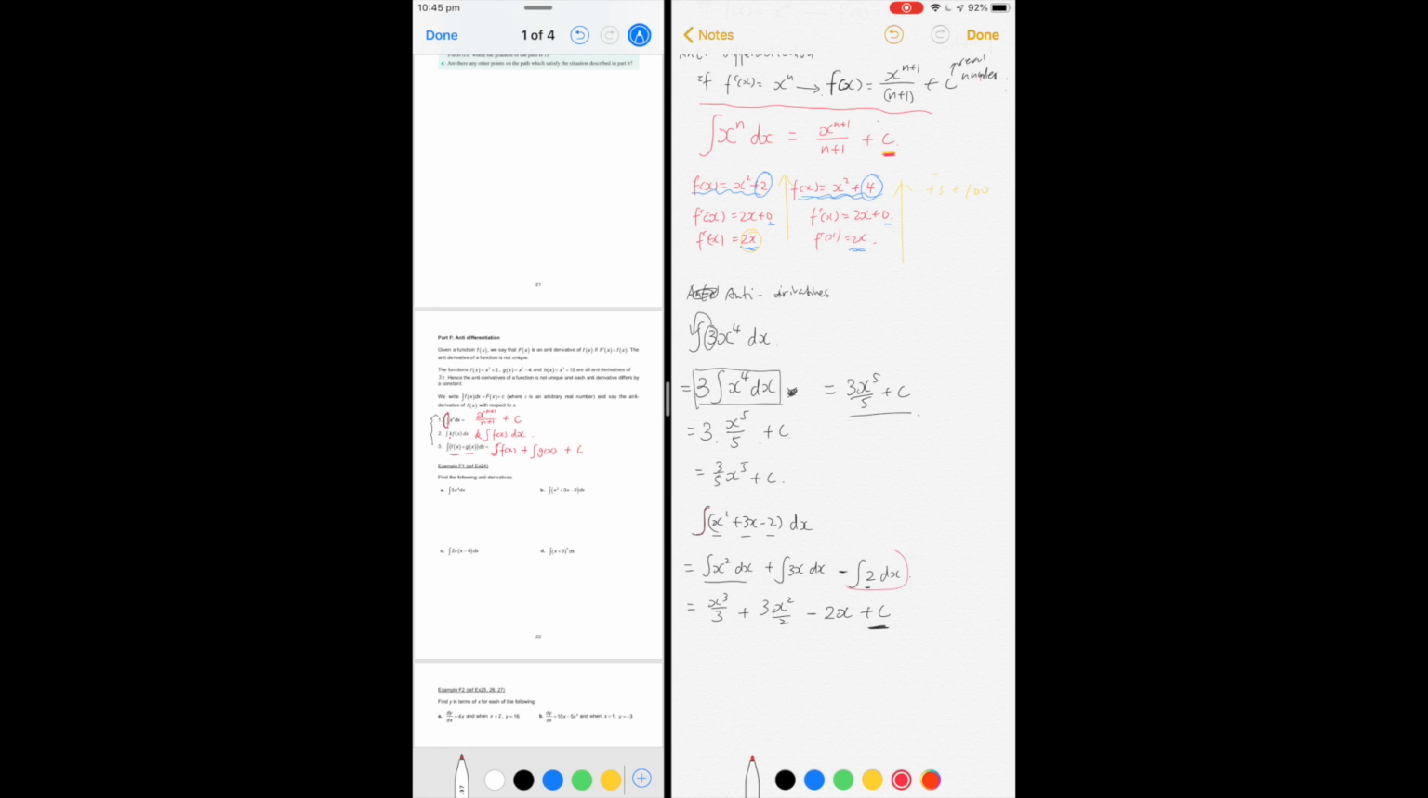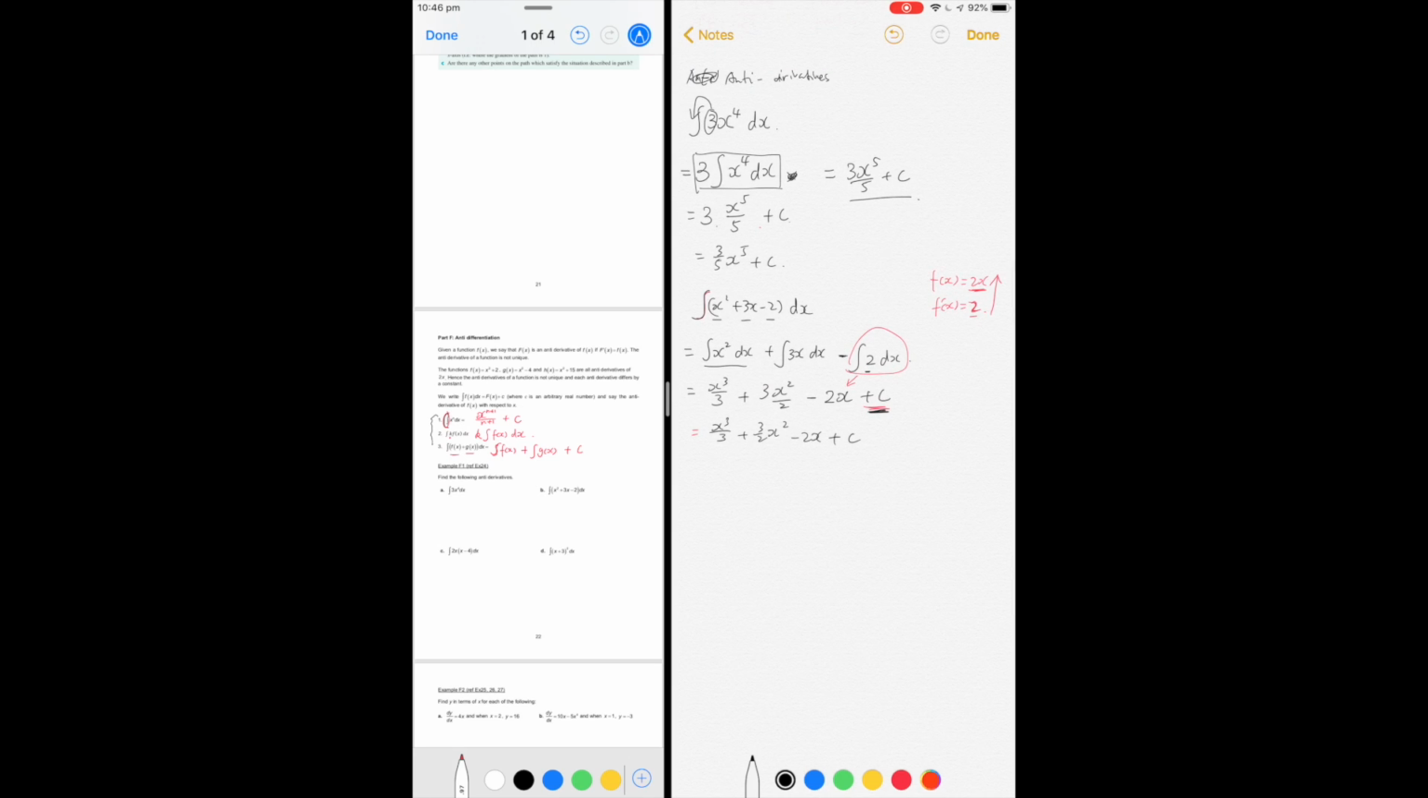If you get confused about this part, how do we get negative 2x, it is because let's say if we have f of x equal to 2x, I know the derived function is equal to 2. Okay, so of course when you come back, if you have f dash of x equal to 2, so the original function will be 2x. And then here arbitrary number, and then simplify, you'll have x cubed over 3 plus 3x squared over 2 minus 2x plus c.